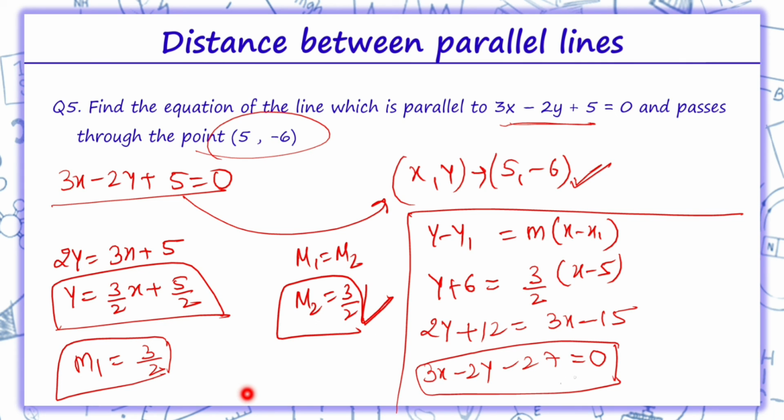So this is the equation of a line which is parallel to the given line, that is 3x minus 2y plus 5. So in today's video, we studied how to calculate the distance of a line from a point, distance between two lines, and we also studied the concurrent lines. We also studied how to find the equation of a line which is parallel to a given line.